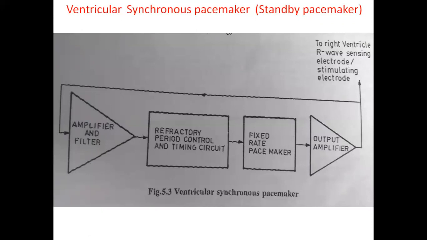Interference signals are also sensed by this electrode, and those interference signals will be filtered by the filter, and after that amplified. The detected R wave is amplified by the peak to peak amplification meter, and that will be sent to the timing circuit. Okay, refractory period control and timing circuit.